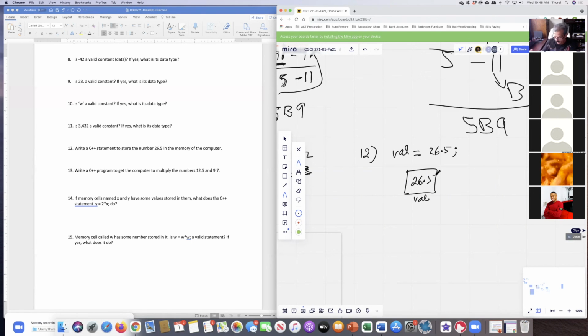This is the beginning of program. Wait. I still don't understand that actually. The val equals 26.5, and then I don't get the concept. It means this instructs the computer to select the next memory cell available. Let's call this the memory cell available in the memory. It'll store the 26.5 in there, and it'll name that memory cell as val. All that is done by this statement.